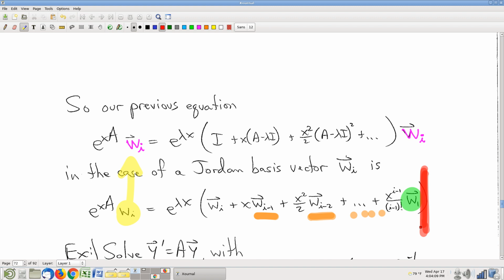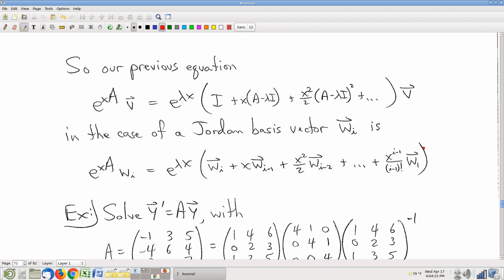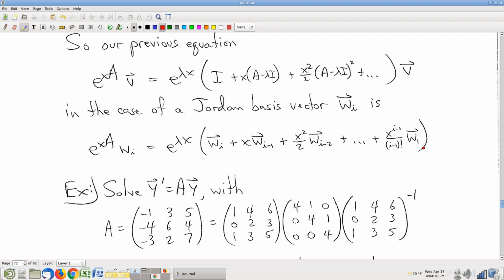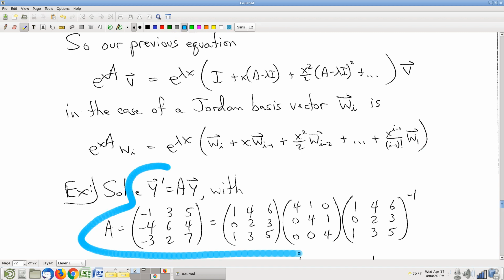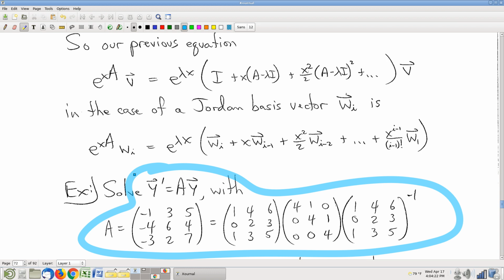Okay. All right. Let's put this into practice then. Let's actually crank this out. Here's a question to deal with. Let's suppose we want to solve this differential equation. By the way, you'll recognize this is the exact same differential equation that we started today with.